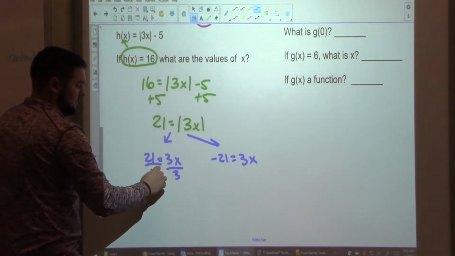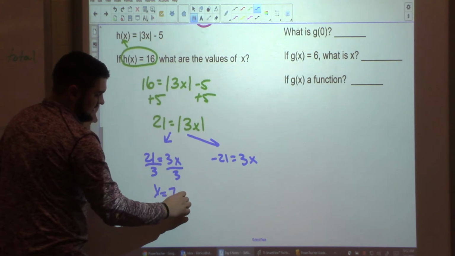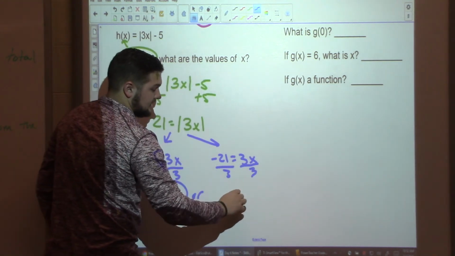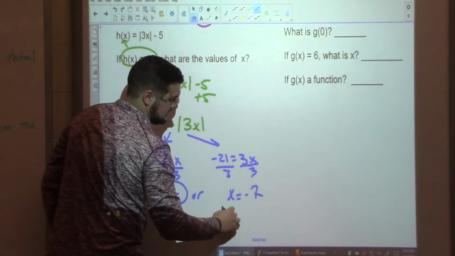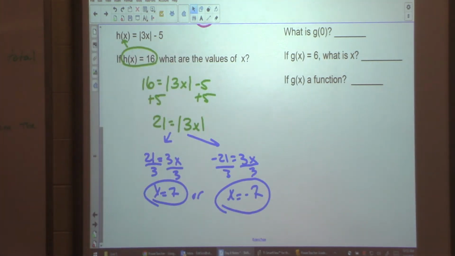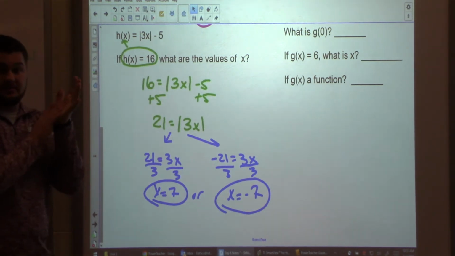Divide by 3. X equals 7. Or divide by 3. X equals negative 7. Those are my 2 answers. That is review. And that should be refreshing our memories a little bit. Okay, we have another graphing part. You ready for it?